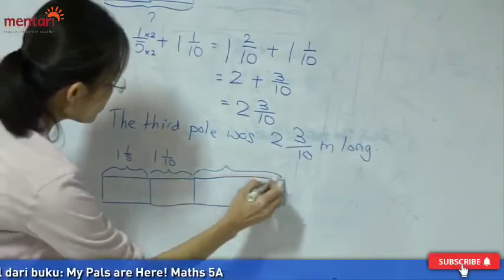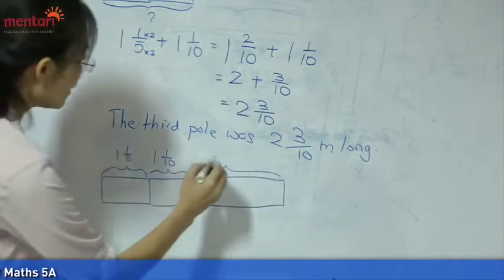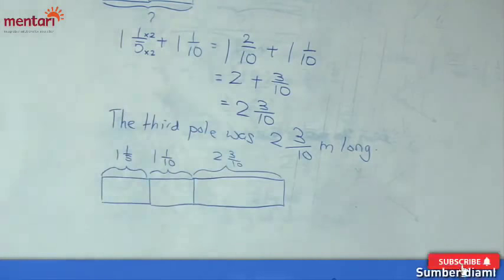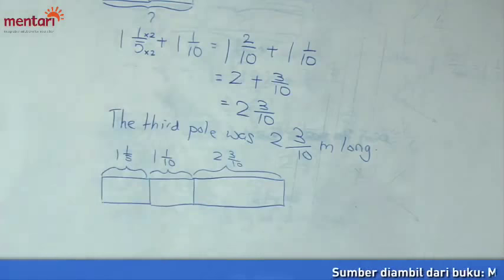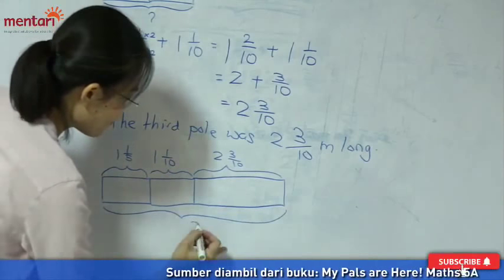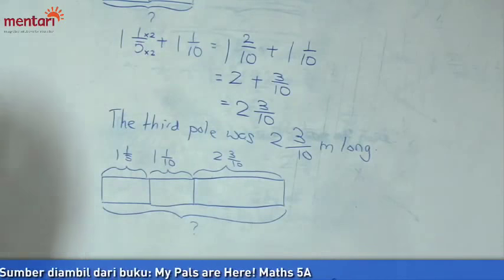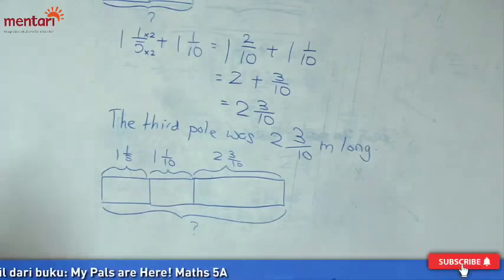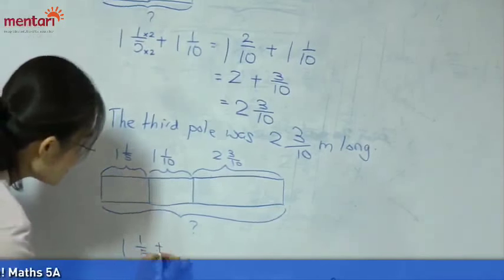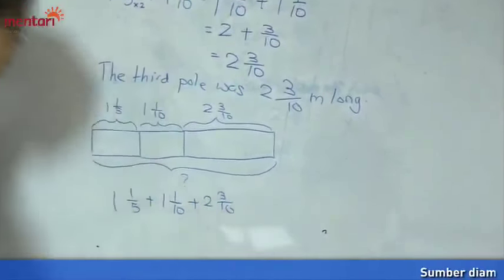And this part, do you know which part is that? Yeah, we got it from the answer in question A, which is 2 and 3/10. So if we want to find out the original length of the pole, we know that they're asking about this part. Okay, again, I think by looking at the bar model, you know that you are going to use addition to do that. So it is 1 and 1/5 plus 1/10 plus 2 and 3/10.